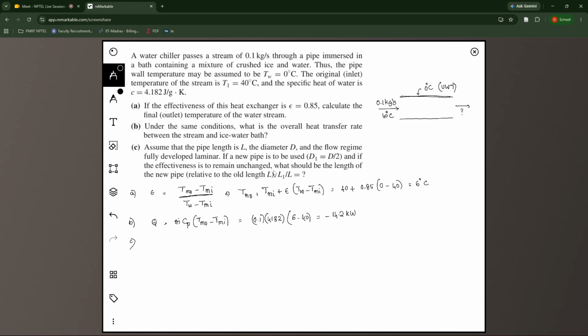So the last one is actually an interesting one. Let's say the pipe length is L, diameter is D, and the flow regime is fully developed laminar. We are assuming that it's still in the laminar region. Now, instead of this pipe, I have to replace it with a pipe that is half the diameter, maybe because of space constraints or some other reason. I have to reduce the diameter to half of whatever I'm currently having. But the effectiveness should remain the same. Then what should be the length of the new pipe relative to the old pipe?